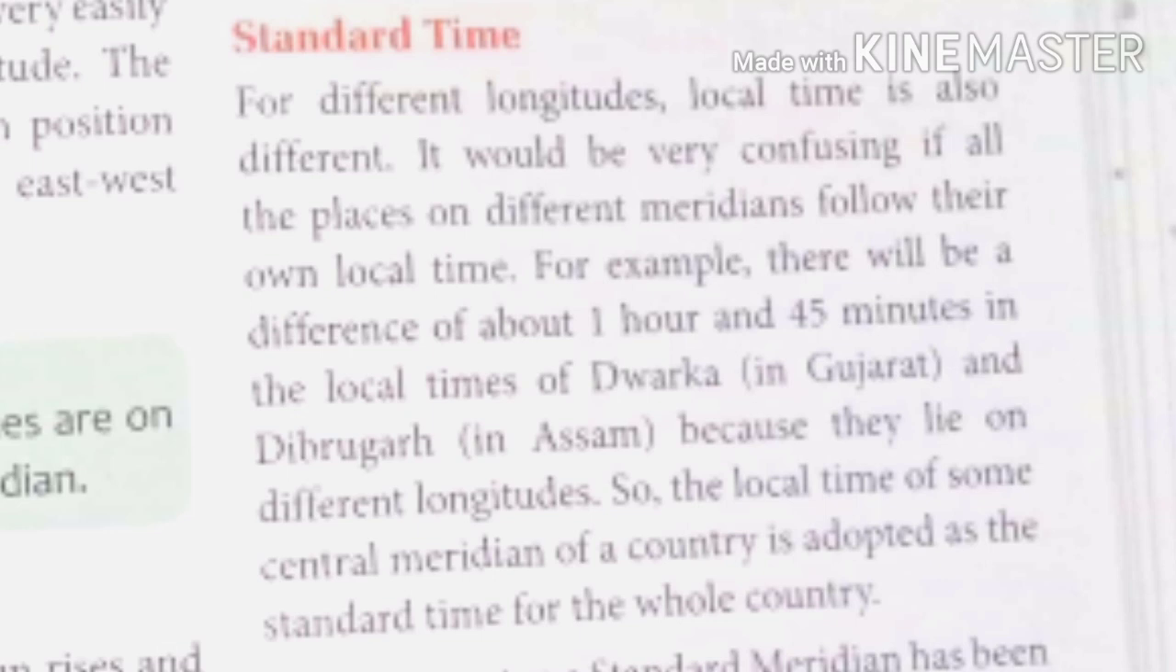For example, there will be a difference of 1 hour and 45 minutes in our country, India. Like the local time of Dwarka, which is in Gujarat in the west, and Dibrugarh in the east, in Assam, there will be a difference of 1 hour and 40 minutes because they both lie on different longitudes. So the local time of some central meridian of a country is adopted.